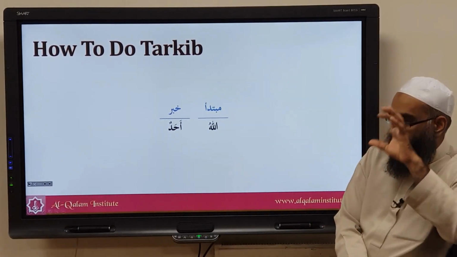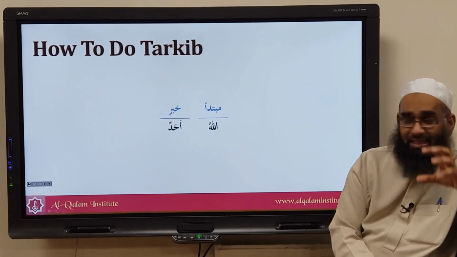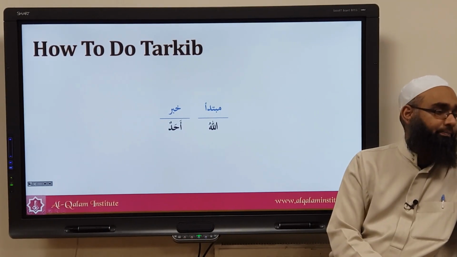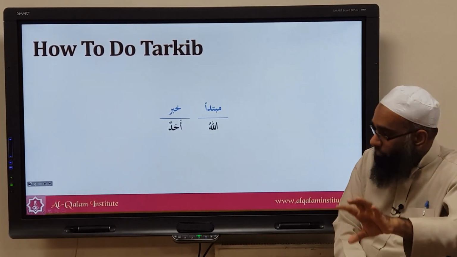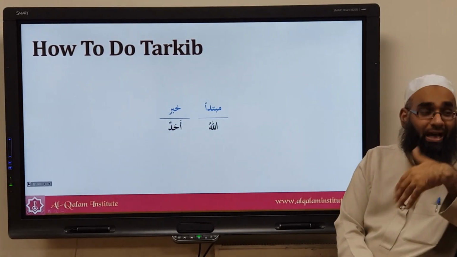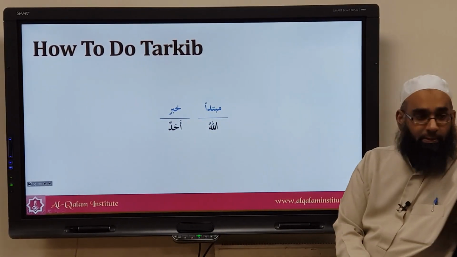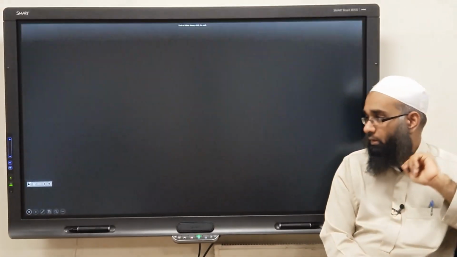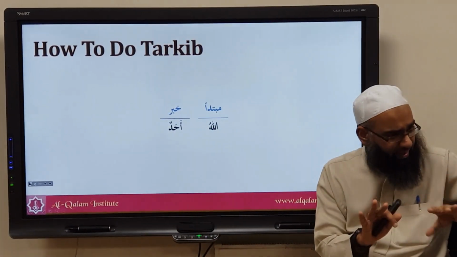But initially, tarkib is what? An analysis to understand the meaning of the sentence so we are able to translate correctly. This is not found in Arabic books. It's a subcontinent concept, but it's very, very useful for non-Arabs so they can understand how to translate. You got it? This is what tarkib is about. Correct? Any questions regarding that?